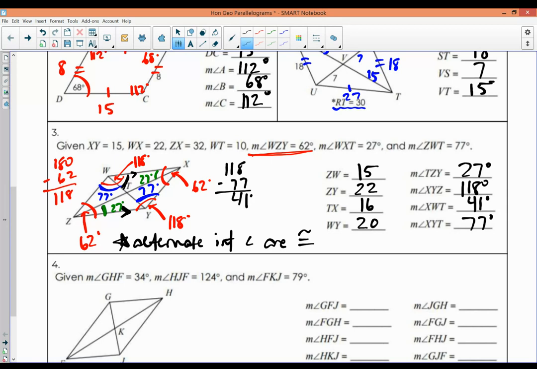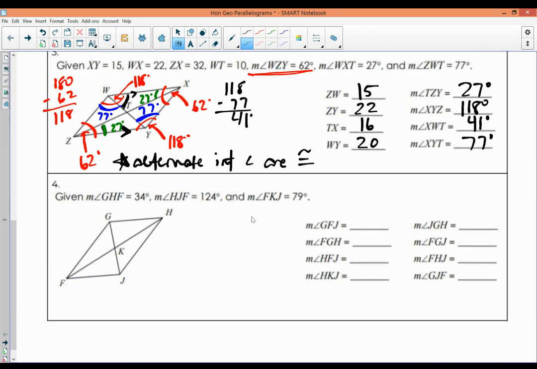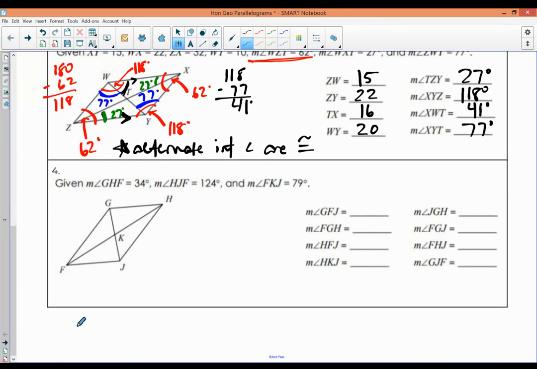Let's try the next one. All right, we're just given angle measures here. So the measure of angle GHF is 34 degrees. So that's alternate interior here. Measure of angle HJF is 124 degrees. So then this angle is also 124 degrees.